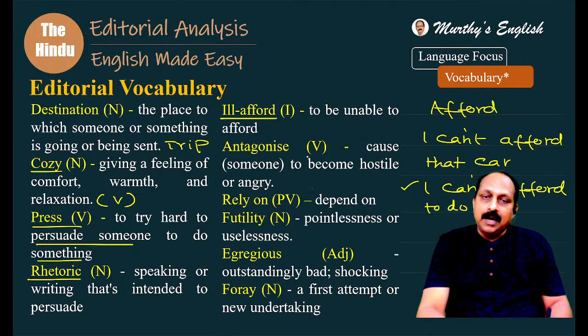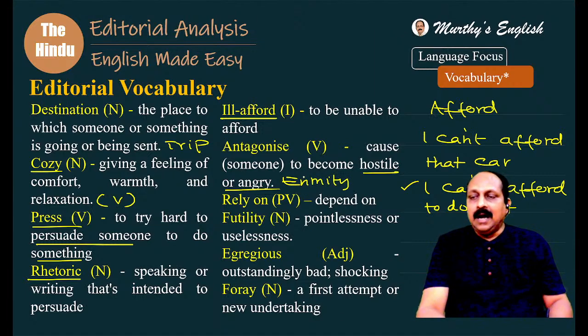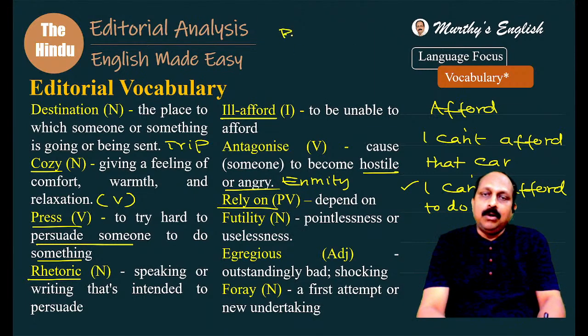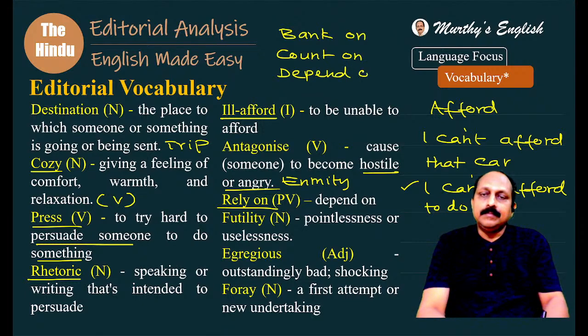Antagonize, we have got many a time, part of speech verb, antagonistic, adjective, cause someone to become hostile or angry. In this context, you have to recollect the word enmity. Hostile, enmity, antagonistic, they all mean the same. Rely on, we have got so many times, depend on. Rely on, bank on, count on, depend on, they all mean the same.